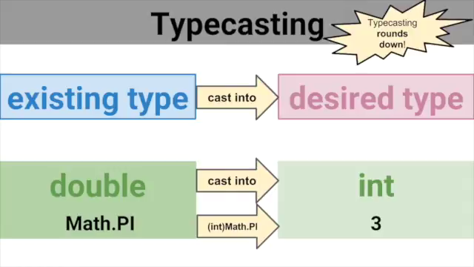You can do it the opposite way as well. You can take a double and cast it into an integer if you want. So the existing type is a double and we're casting it into an integer. What you should be aware of is that typecasting rounds down. So whatever the number is, it's going to round down. If I had 3.9 as my double and I cast it into an integer, it would be 3. So in this example, Math.PI is going to get cast over as an integer. You put int in parentheses and then Math.PI, and that would turn it into 3.